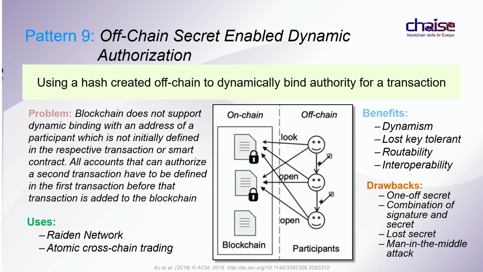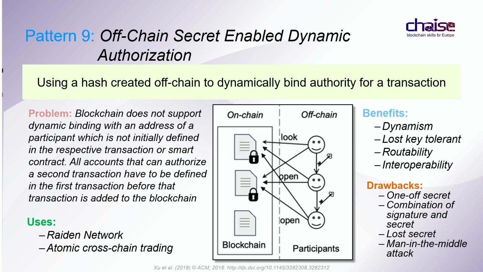Routability. This pattern has the useful property that once the secret is revealed, any other transactions secured using the same secret can also be opened. Interoperability. There is no need for a special protocol to exchange the secret. The secret can be exchanged in any way off-chain. This provides a mechanism for other systems to trigger events of blockchain.